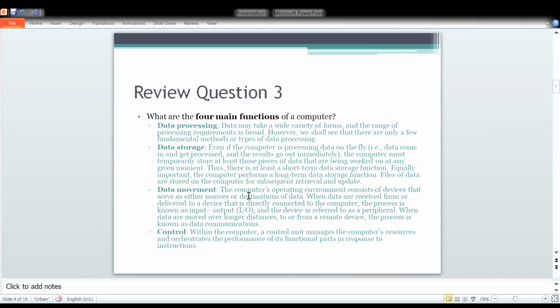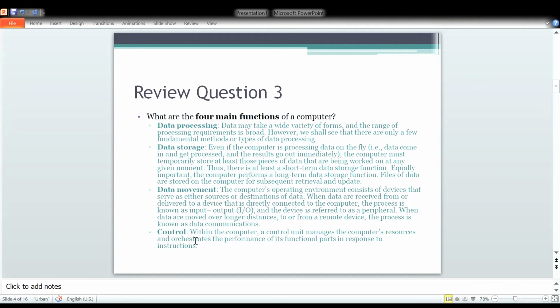Data movement. The computer's operating environment consists of devices that serve as either source or destination of data. When data are received from or delivered to a device that is directly connected to the computer, the process is known as input-output, or I/O, and the device is referred to as a peripheral. When data are moved over longer distances to or from a remote device, the process is known as data communications.